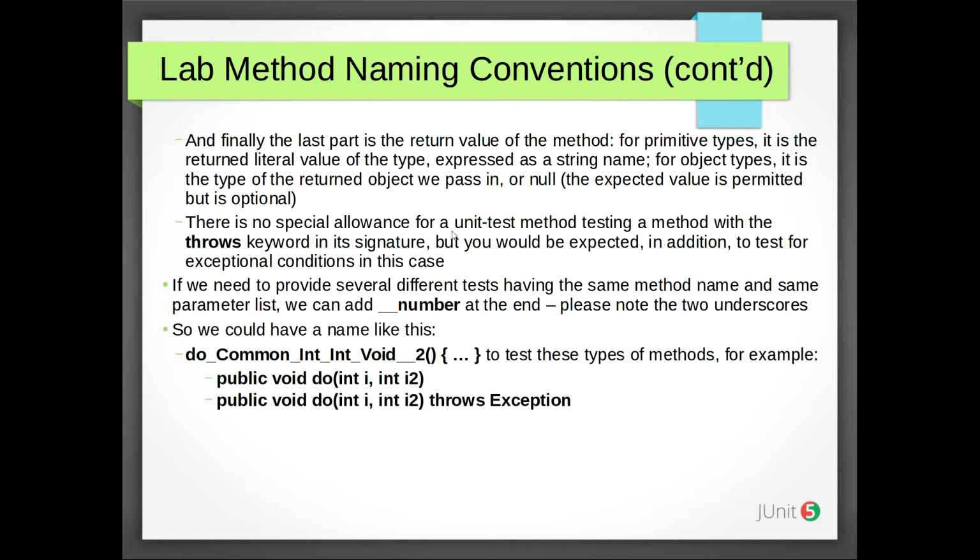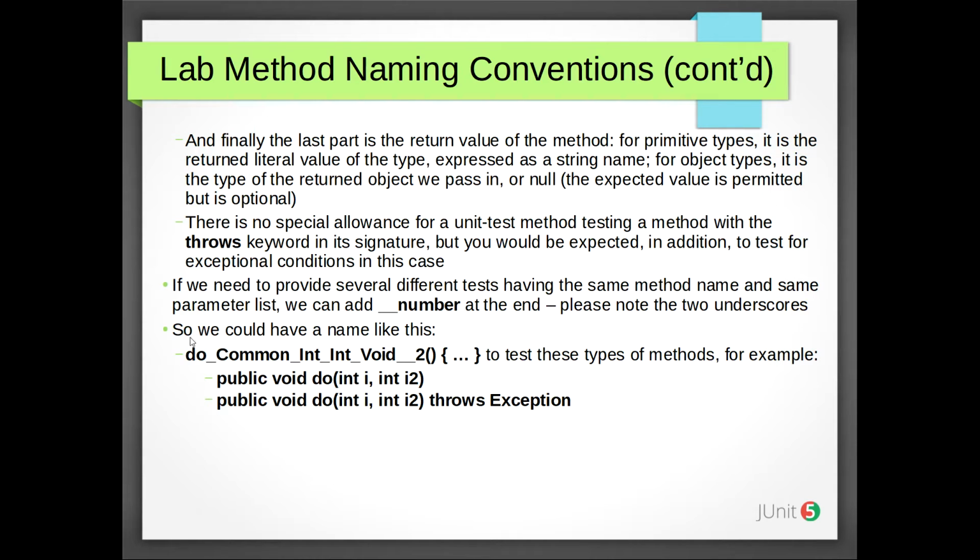There is no special allowance for a unit test method testing a method with the throws keyword in its signature, but you would be expected in addition to test for exceptional conditions in this case. If we need to provide several different tests having the same method name and same parameter list, we can add __ number at the end. Please note the 2 underscores.